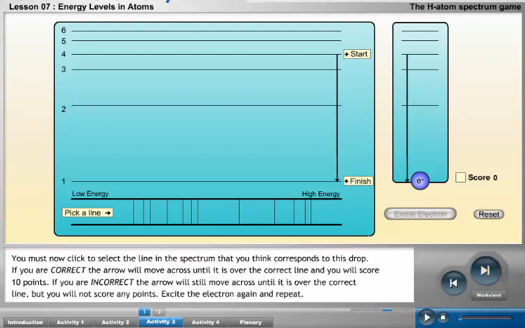You must now click to select the line in the spectrum that you think corresponds to this drop. If you are correct, the arrow will move across until it is over the correct line and you will score 10 points. If you are incorrect, the arrow will still move across until it is over the correct line, but you will not score any points. Excite the electron again and repeat.